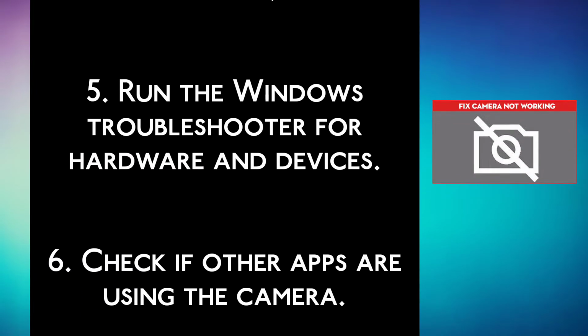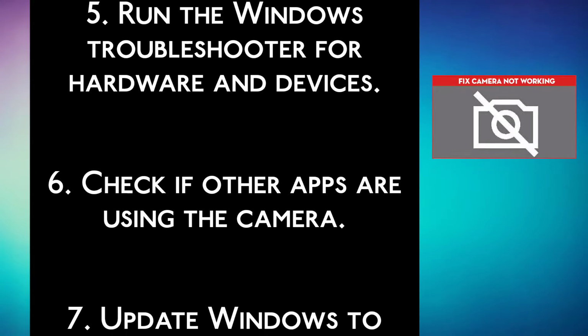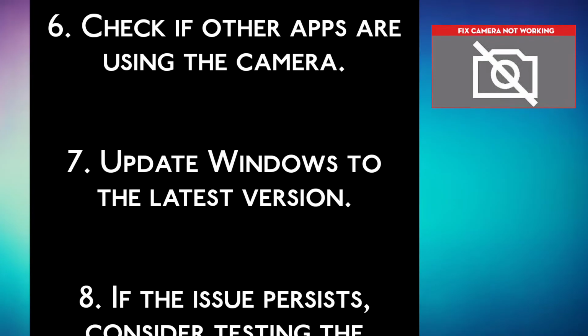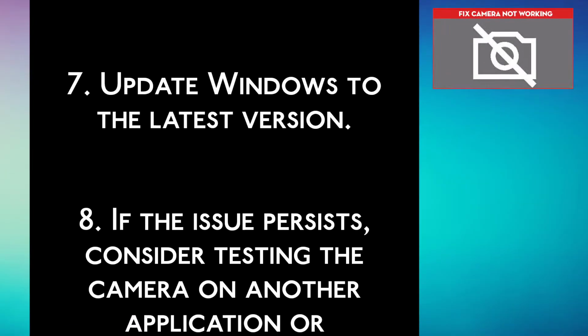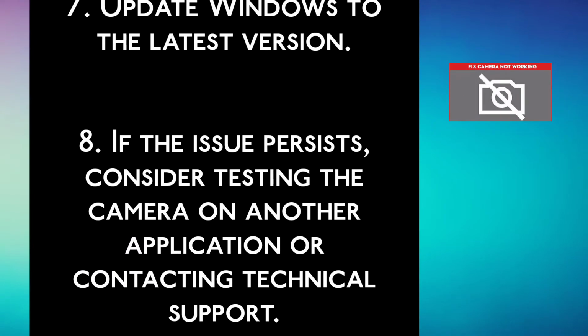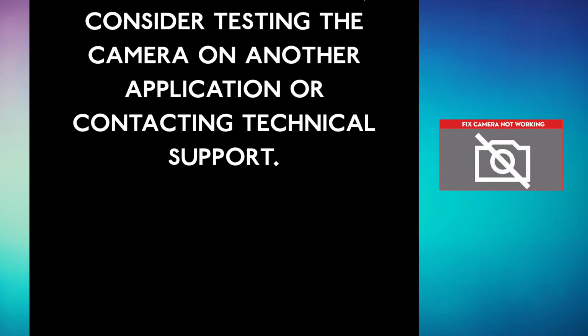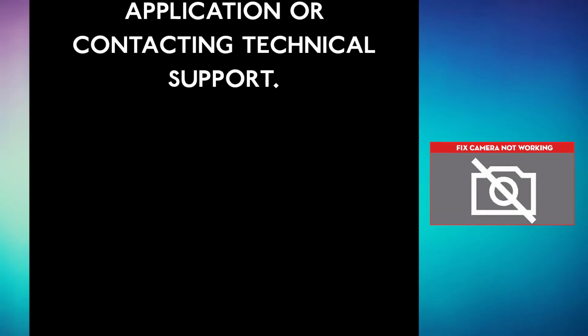Step 5. Run the Windows troubleshooter for hardware and devices. Step 6. Check if other apps are using the camera. Step 7. Update Windows to the latest version. Step 8. If the issue persists, consider testing the camera on another application or contacting technical support.